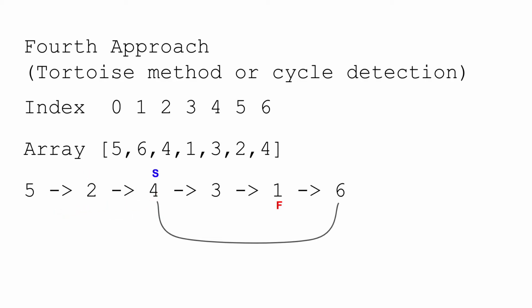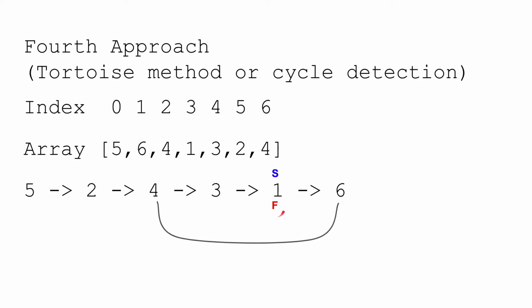And similarly next slow will go to 4 and fast will go to 1, and next slow will go to 3 and fast will go 2 steps, which is 6 and then 4. So fast will come at 4, right? And again slow will go to 1 and then fast will also come at 1. This is where the first collision occurs, okay?